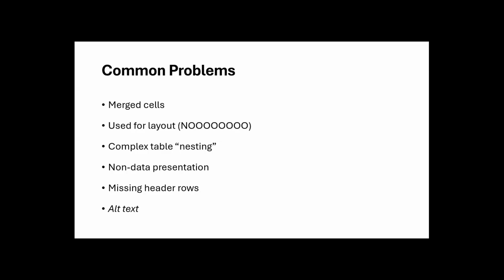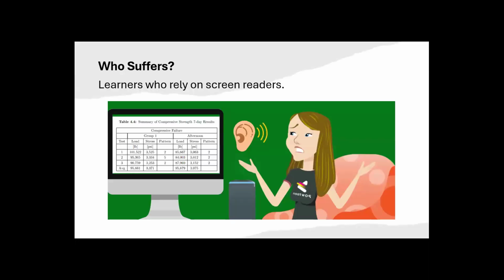This is one that I think people have a little bit of a challenge wrapping their head around, is that we really don't want to use tables for what I call non-data presentation. So again, I'll give you some examples of that. We see missing header rows and then alt text. So we're going to cover these things as we go through.